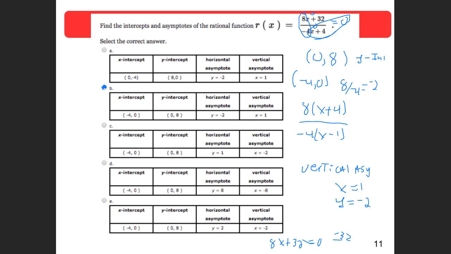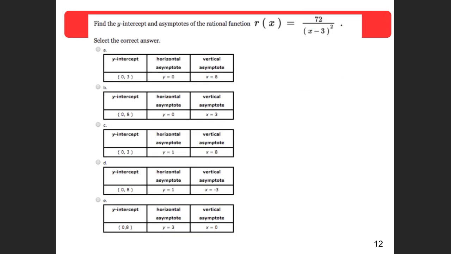All right. Let's try the next one. The next couple I'm going to let you guys work on and see if you get them right. Okay, so the next problem is very similar. It asks for the y-intercept, the horizontal asymptote, and the vertical asymptote. I think they would ask for the x-intercept, but I don't think there is one. So I'm going to let you guys work on this, see what you get for an answer.